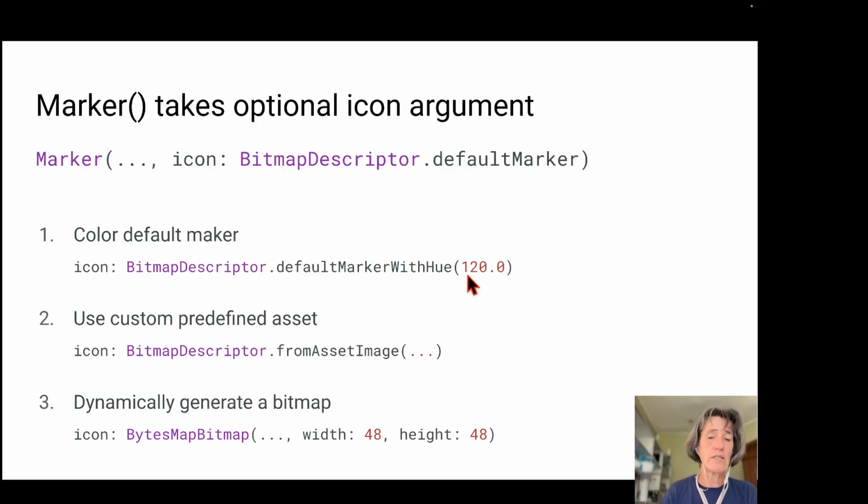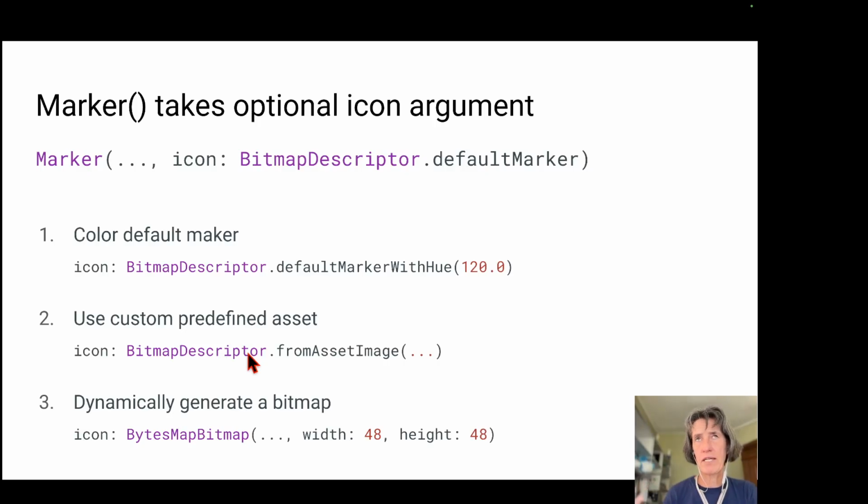And the hue is basically determining the color. So that's a first step. But that's still not a lot, then you just have colored markers, colored pins. The next step is you can actually provide a custom asset. So you can have your own iconography.